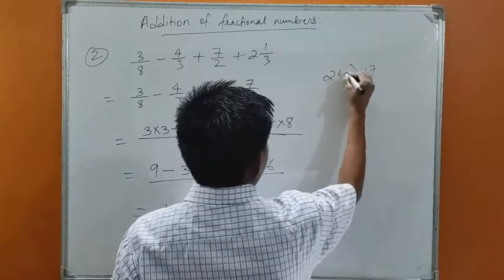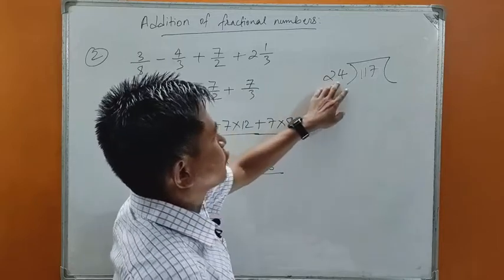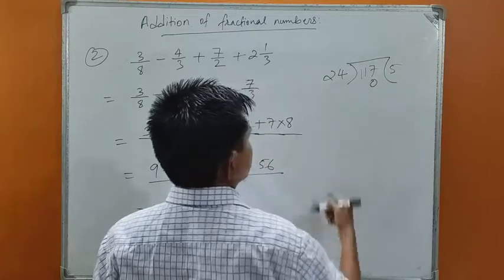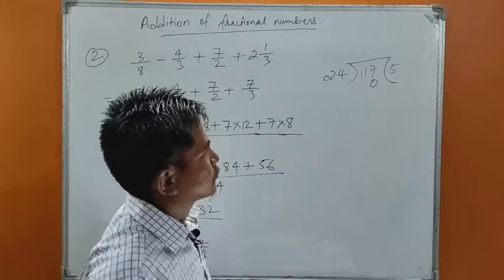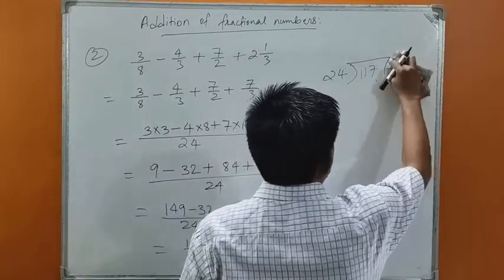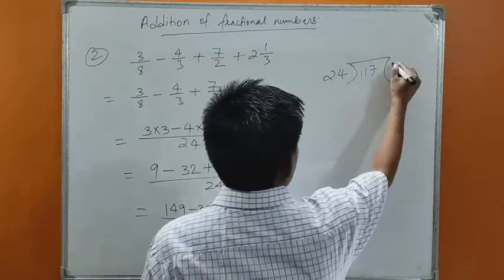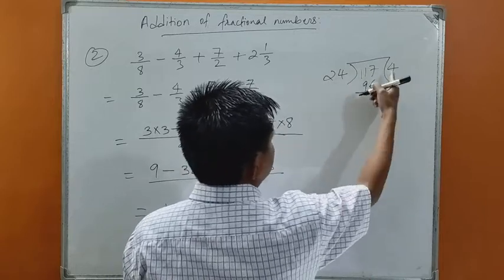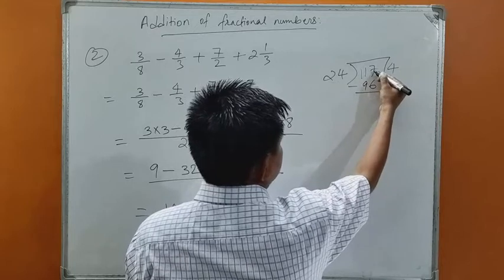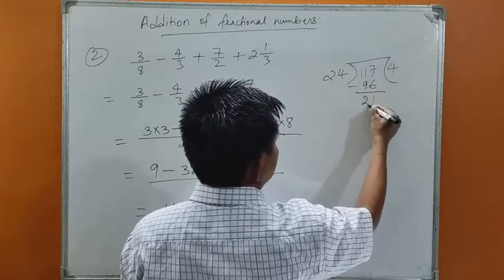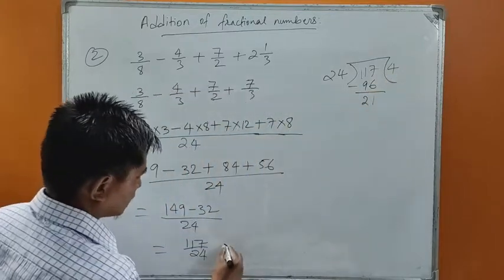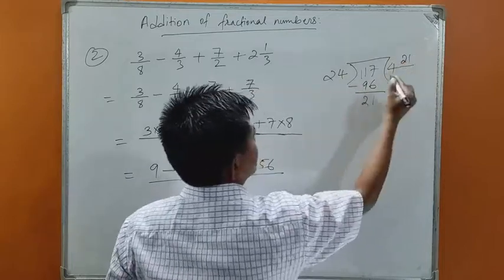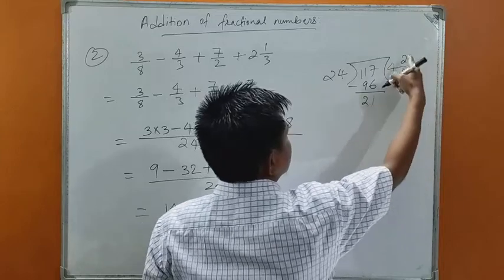24 5s are 120, which becomes more than 117, so we take 4. 24 4s are 96. So let us subtract this. 7 minus 6 is 1, 11 minus 9 is 2. So this 4 we write as it is, and this 21 goes to the numerator and this 24 comes down to the denominator. 4 whole 21 upon 24.